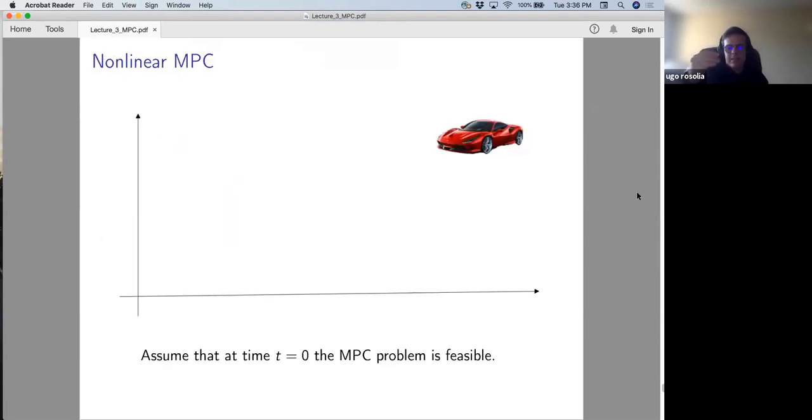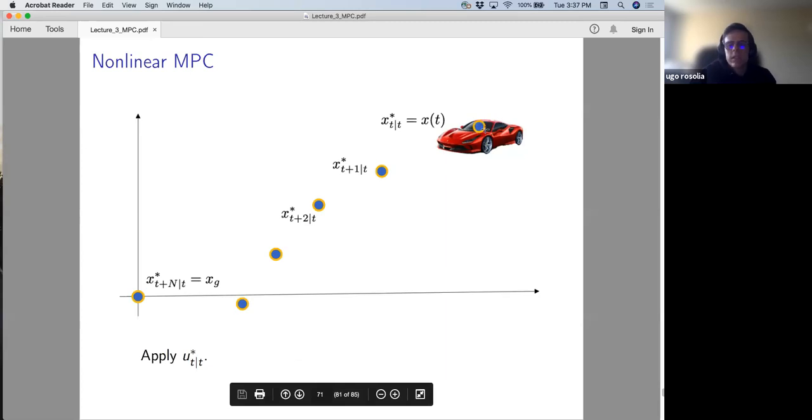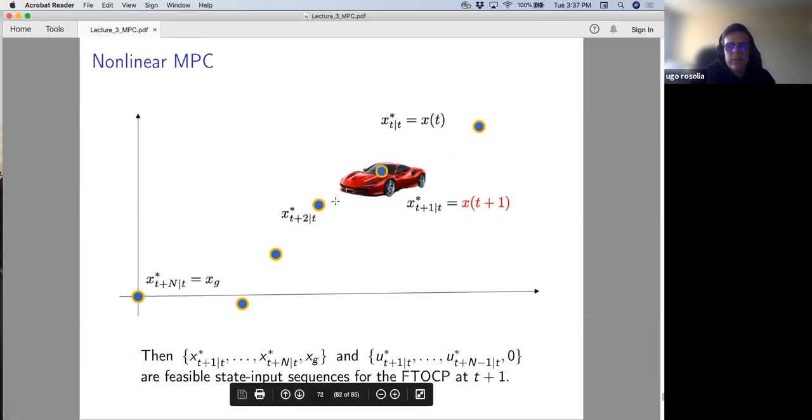So our derivations did not rely on linearity, right? So we can repeat exactly the same proof that we did for the linear case. We can assume at time t equal to 0 that there exists a feasible trajectory that can drive our system to the origin, and then we can apply the first control action. And once again, we have a feasible trajectory that drives the system to the origin.